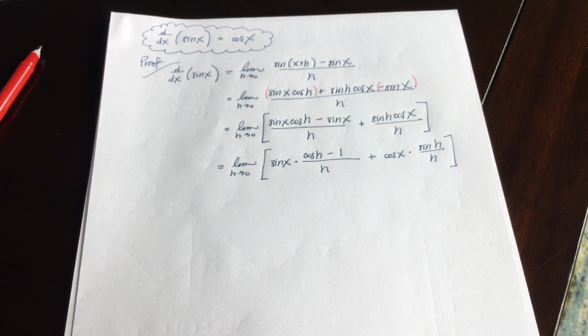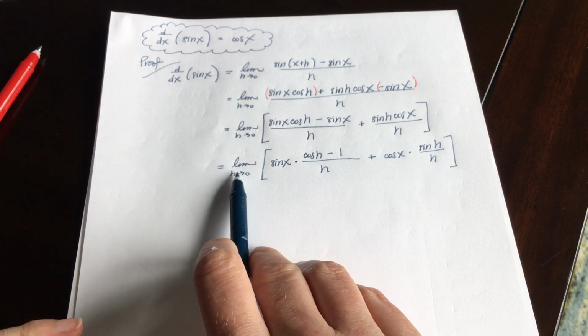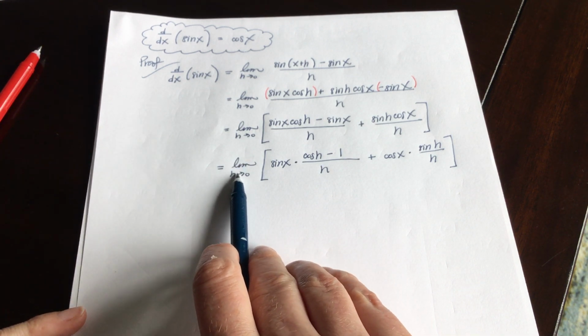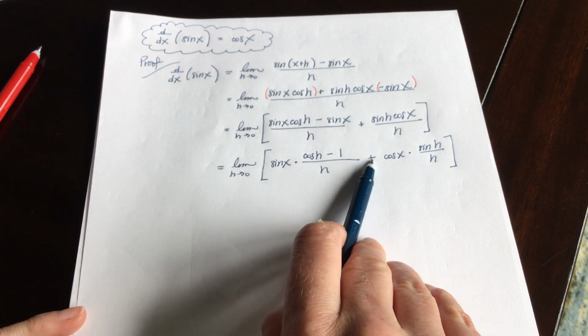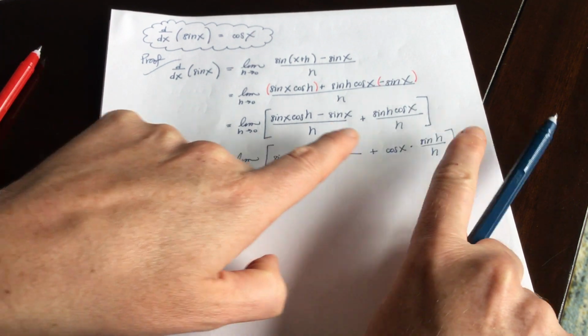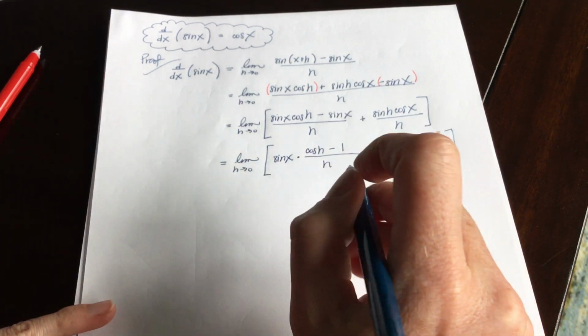All right, anyway, the next thing that we're going to do is use the properties of limits, and there are so many fun properties of limits. We're about to distribute this limit over addition, so we'd have the limit of the first expression plus the limit of the second expression.